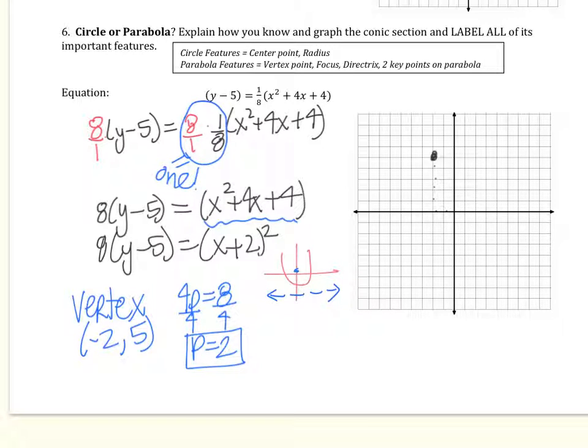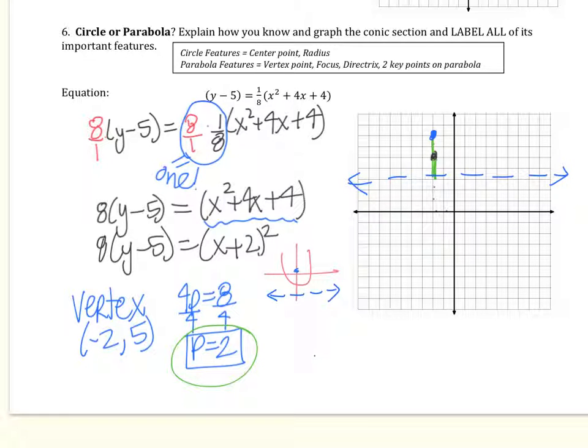So if I use my p-value of 2, if I take that 2, that means that if I go up 2, I can find my focus. So there's my focus point. And then if I go down 2 squares, I can find my directrix. Wow, that is really not a straight line, but you know where it's supposed to be, right?